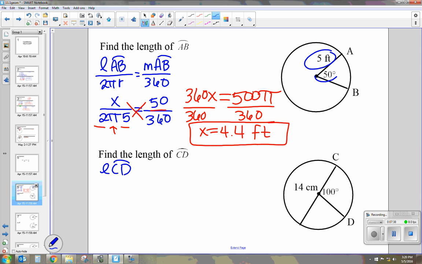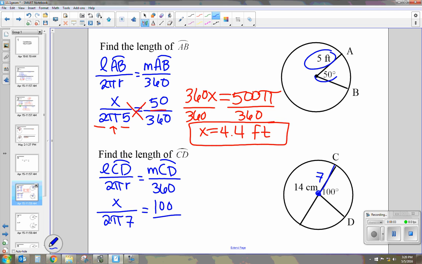Length of arc CD over 2 pi r equals the measure of arc CD over 360. We're finding the length, so we can plug in x for that. Then we have 2 times pi times the radius. Well, the diameter here is 14, so the radius is 7. And then the measure is 100 over 360.